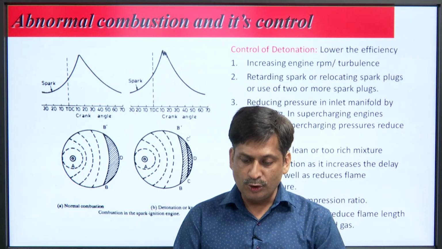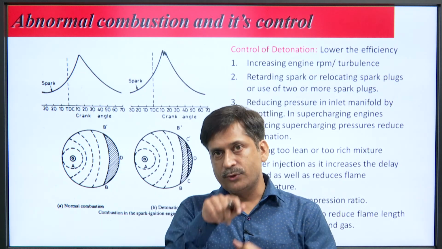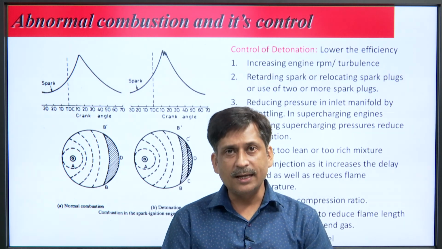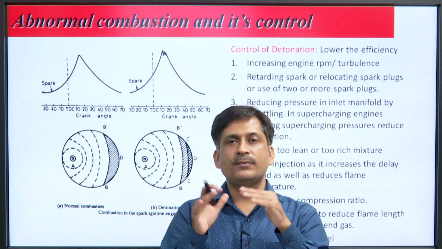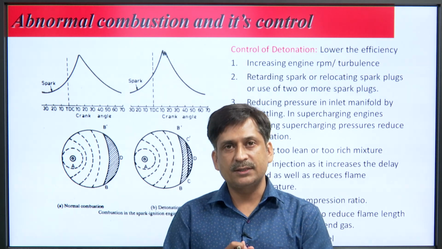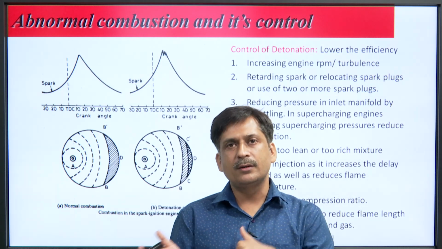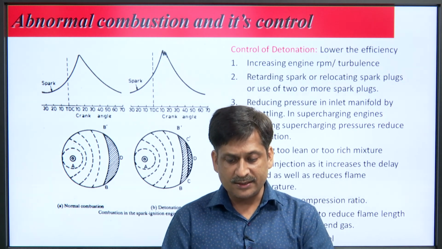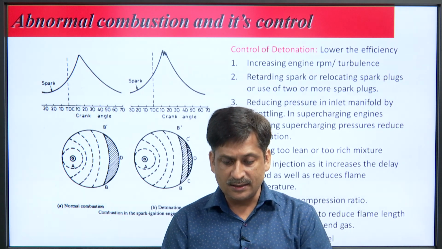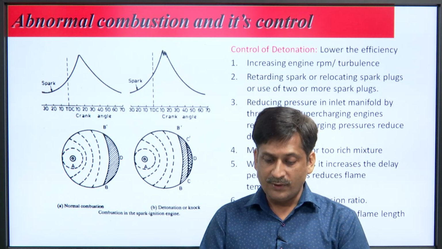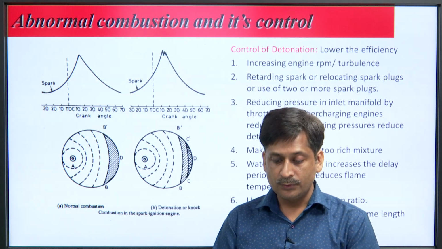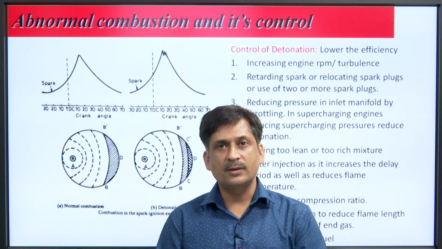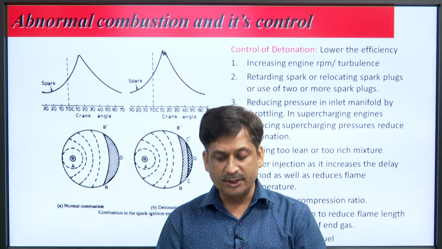Making the mixture too lean or too rich: if you are able to produce lean or rich mixtures, then the maximum peak temperature of the combustion chamber will not be achieved, and that is why the end charge will be safe and will burn smoothly. Another technique is water injection, as it increases the delay period and reduces the flame temperature. We also use a lower compression ratio for reducing detonation.